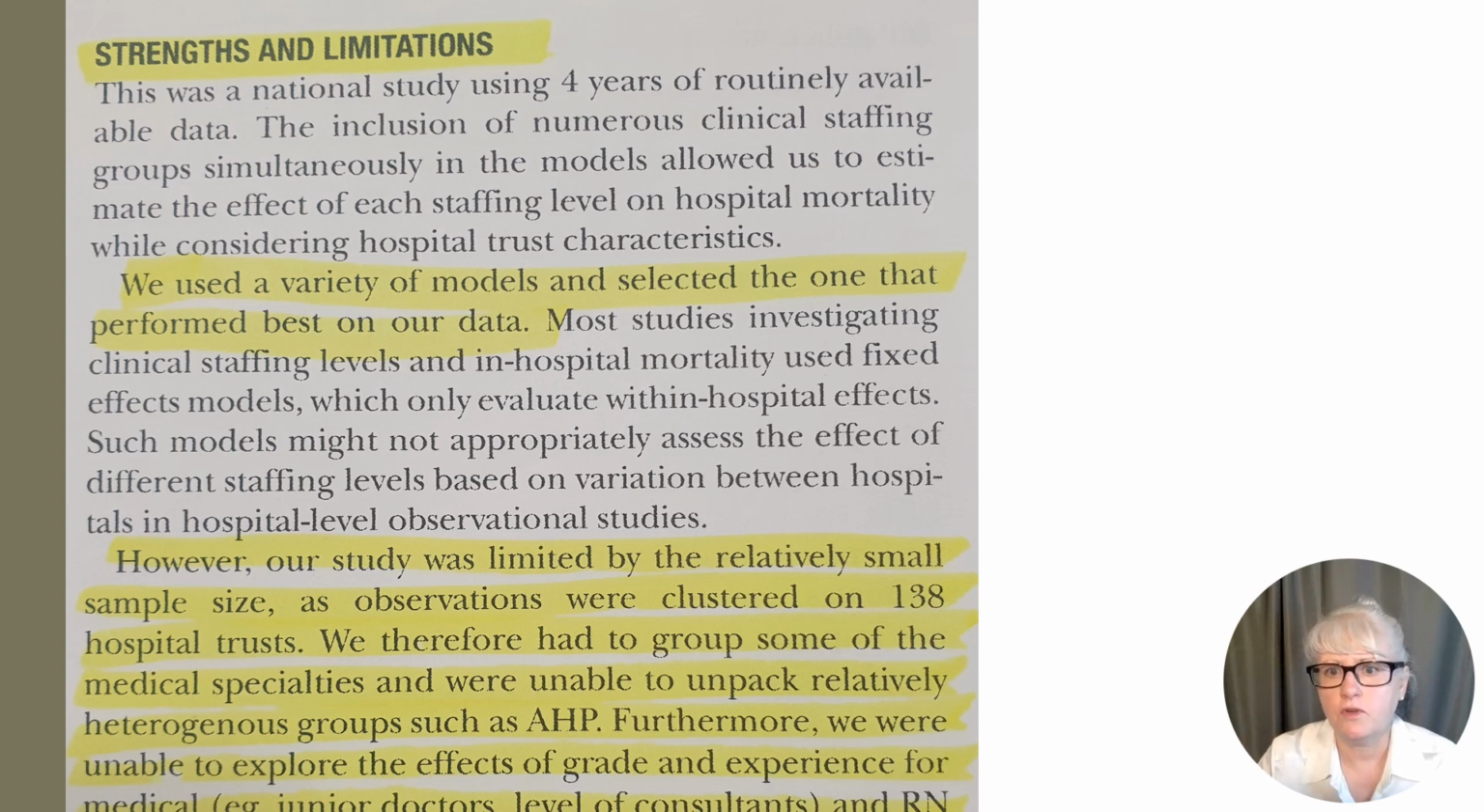Strengths include the use of 4 years' worth of routinely available data, so over a large period of time, and the inclusion of different staff groups enabled them to estimate the effects of each staffing level on hospital mortality. And they also considered the hospital trust characteristics, such as the size of the trust. So the researchers trialled various models and selected the model that performed best on their data, and they give a really clear rationale why other models were too restrictive.